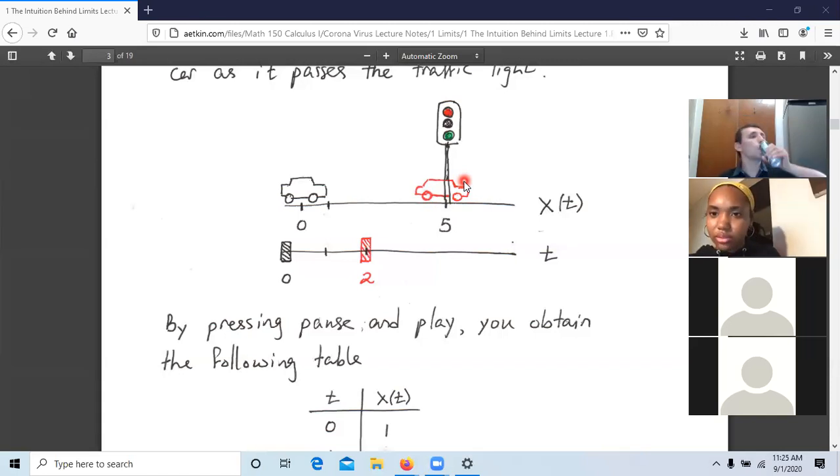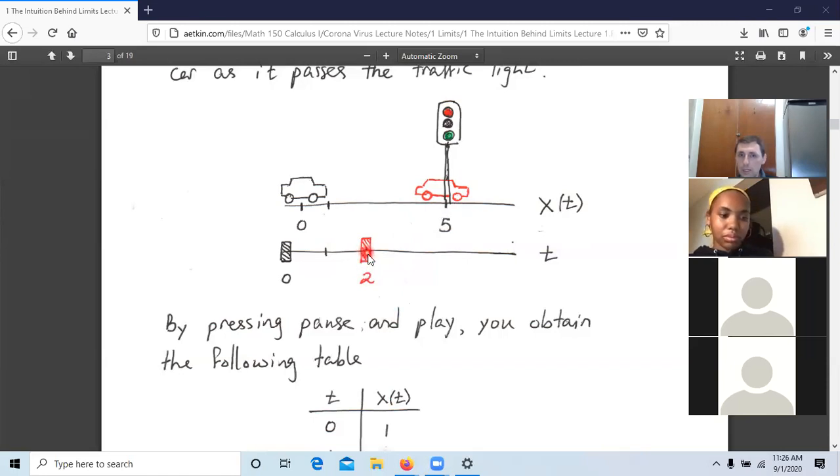What would you do? 26? Sorry? If you plug in 5 into t to the second power plus 1, wouldn't it be 26? Yeah, but why would you plug 5 instead of time, right? We're interested in time 2. At time 2, the car is at 5, right? So definitely we're interested in time t equal to 2, right?